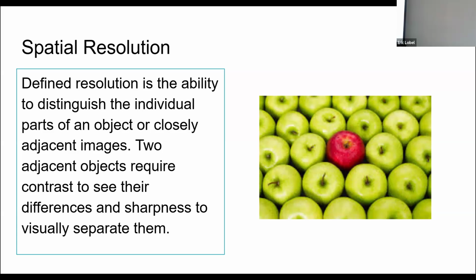So the difference, though, would be if this red apple appeared green, then we would have very bad contrast, right? So contrast is the ability to distinguish objects that are in close proximity because they are represented by a different grayscale based on a slight or more difference in attenuation of the X-ray.